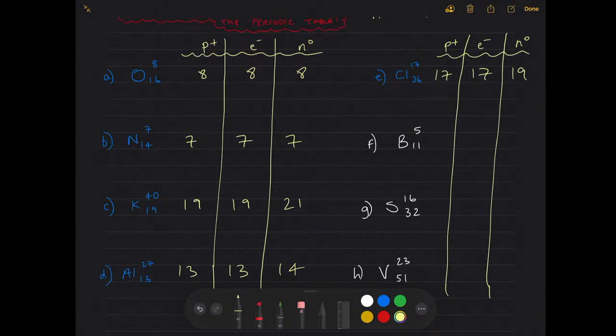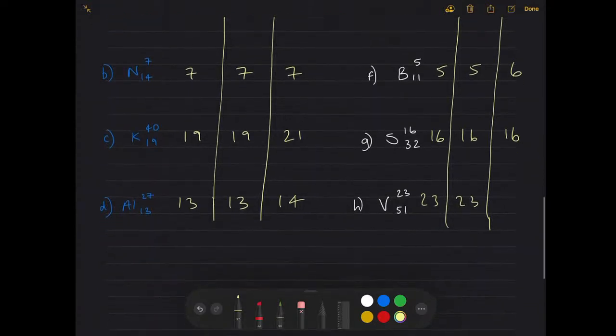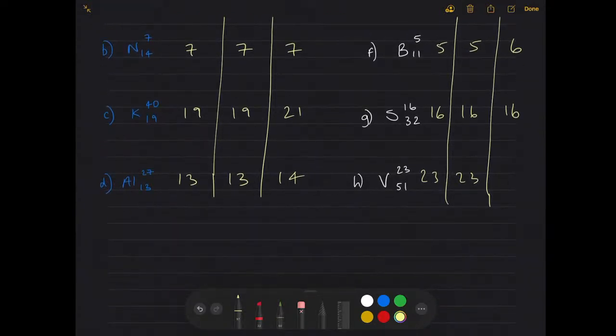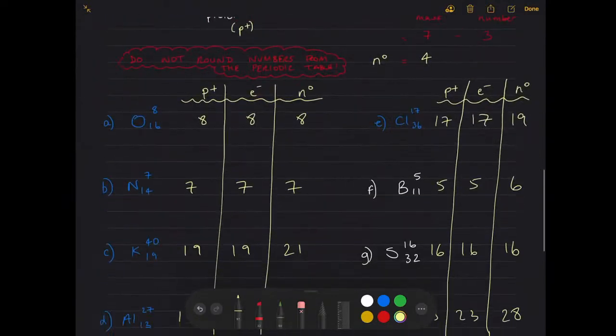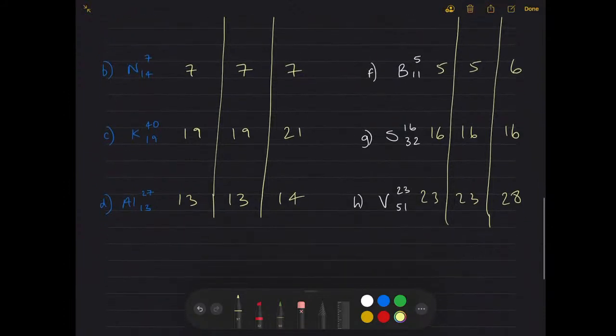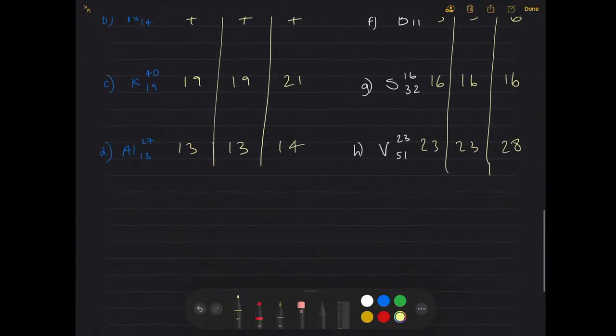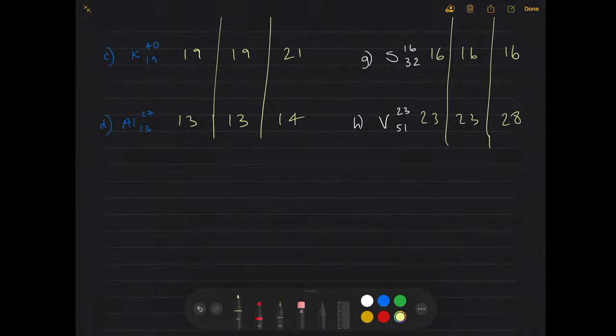And next would have been 5, 5, 6, 16, 16, 16. 23, 23, and that leaves you with 28. So that's just a flavour of how to find protons, electrons, neutrons. And you can practice. There's a worksheet in the description which you can download and you can practice if needed.